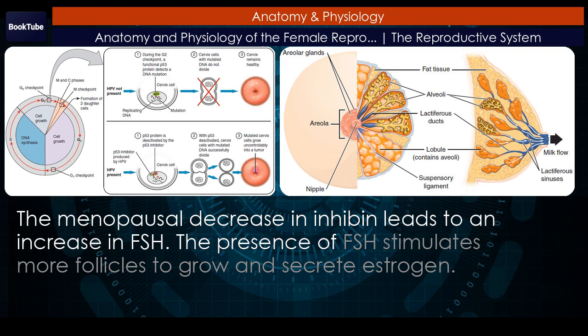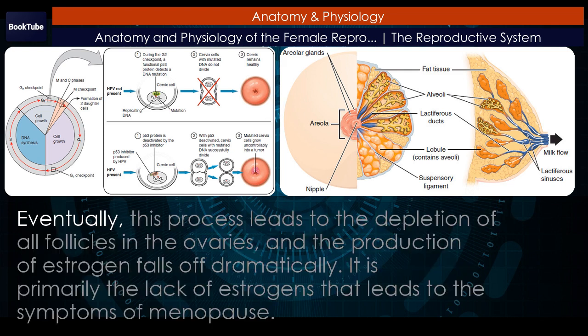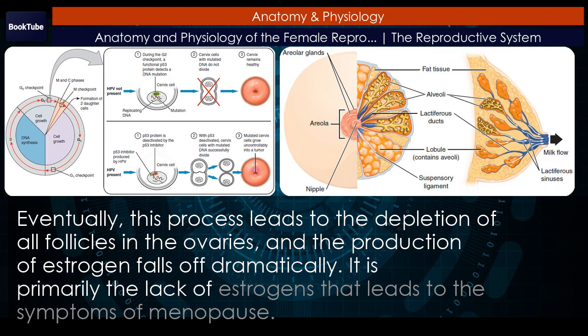The presence of FSH stimulates more follicles to grow and secrete estrogen. Because small, secondary follicles also respond to increases in FSH levels, larger numbers of follicles are stimulated to grow. However, most undergo atresia and die. Eventually, this process leads to the depletion of all follicles in the ovaries, and the production of estrogen falls off dramatically. It is primarily the lack of estrogens that leads to the symptoms of menopause.